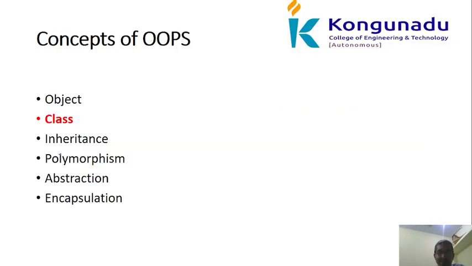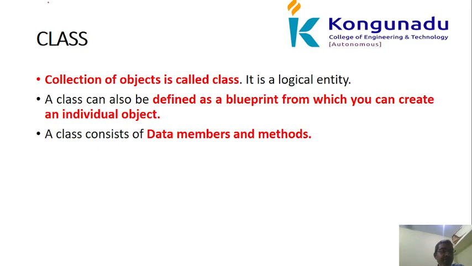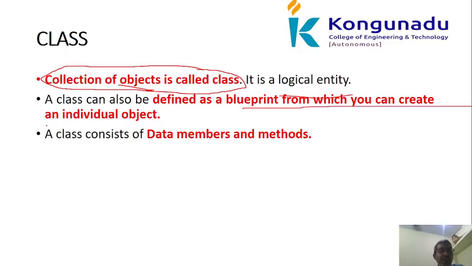Next one is the class. A collection of objects is known as a class. It's a logical entity. Already we saw what an object is: a real world entity. A class, the collection of objects, is a logical entity. A class can be defined as a blueprint from which you can create an individual object.